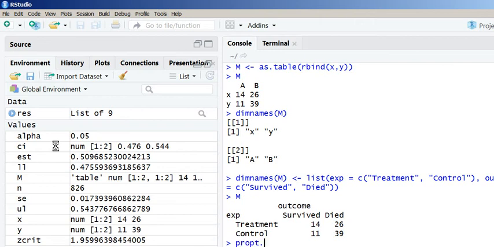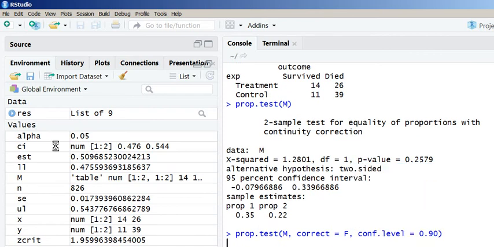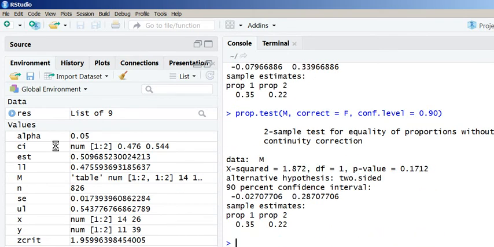And so now if I do prop.test with m, I want to not give anything else. It gives me an answer, and notice it assumes a 95% confidence interval. So let's do the same thing, but let's do it at 90% confidence. So how do we change that? Okay. First of all, we want correct to be false, and then we want the confidence level to be 0.90.